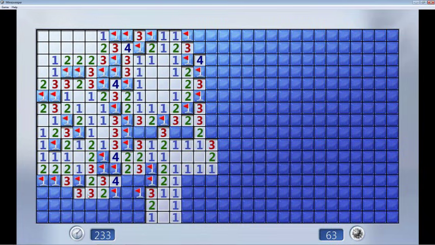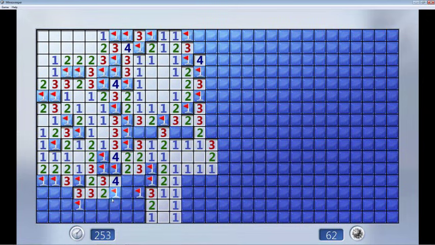There's a mine over here because look at this 3. One of its mines is here, so there's 2 mines remaining among these 3 cells, but there can be only 1 mine among these 2 cells. So therefore we can't place the mines like this, and that means that one of the mines that belongs to this 3 has to be over here.